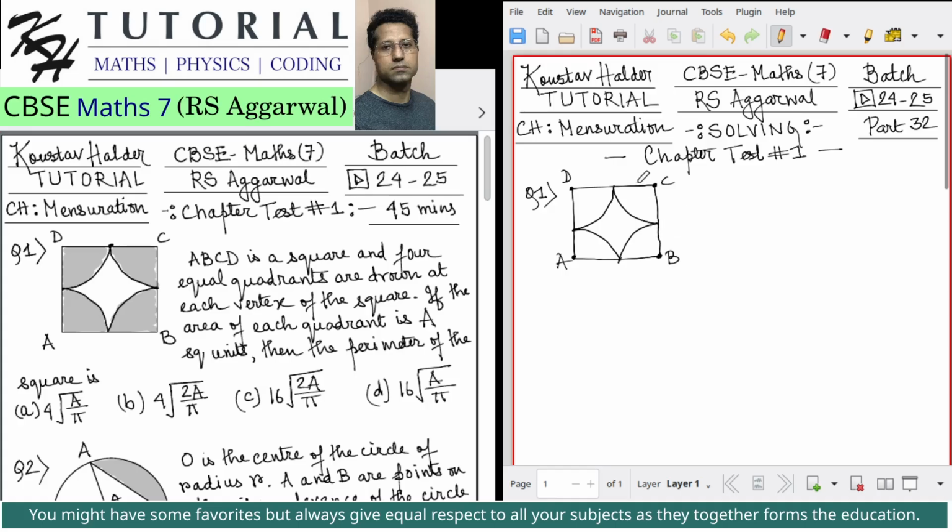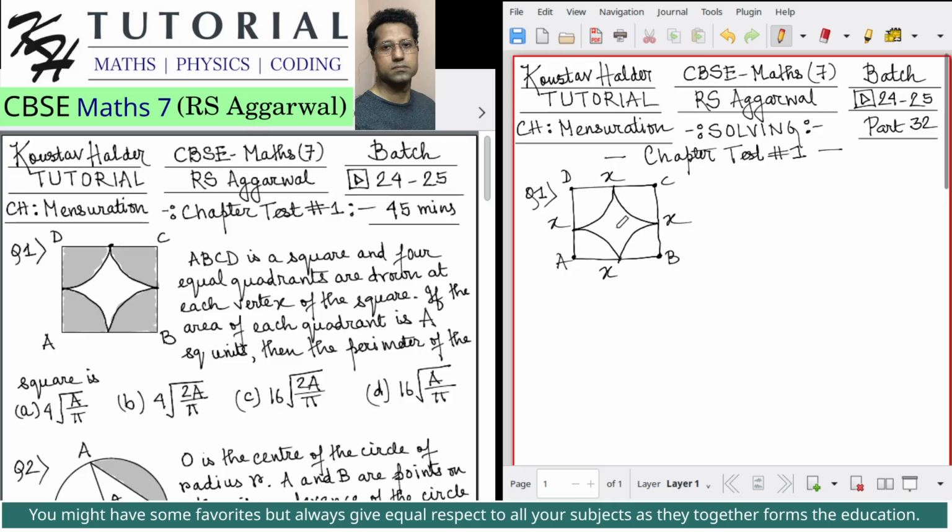So let's say the length of each side of the square is x units. What is given? The area of each quadrant is given. Now remember that all the quadrants are equal. It is given that there are 4 equal quadrants.